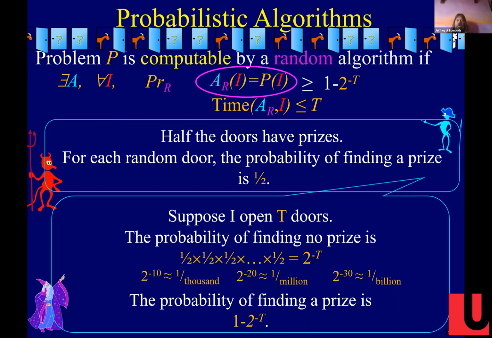If a 7th of the doors have a prize, then every time I choose a door, the probability I find a prize is 1 over 7. So the probability I don't find a prize is 6 over 7. So then we multiply 6 over 7 times 6 over 7 times 6 over 7. So we would get 6 over 7 raised to the power of t.